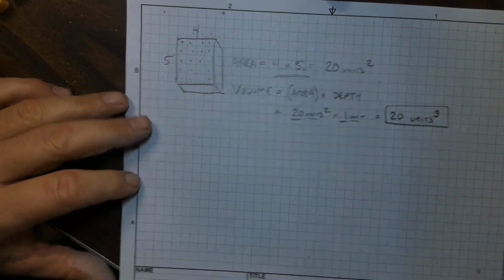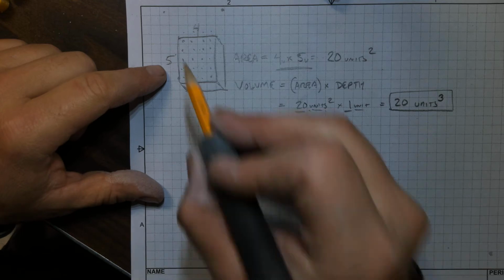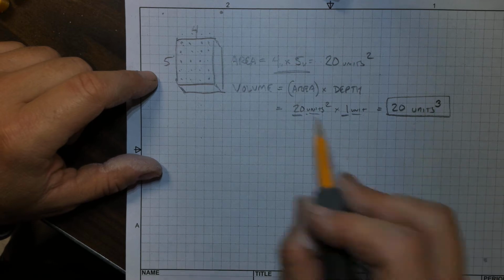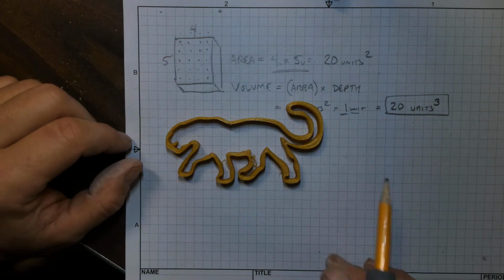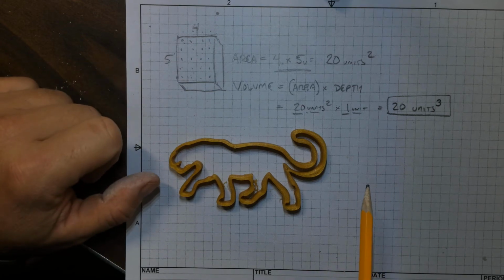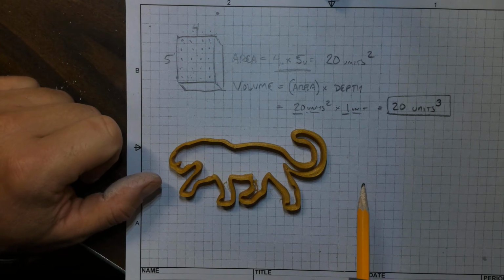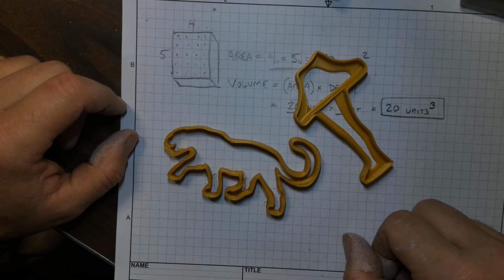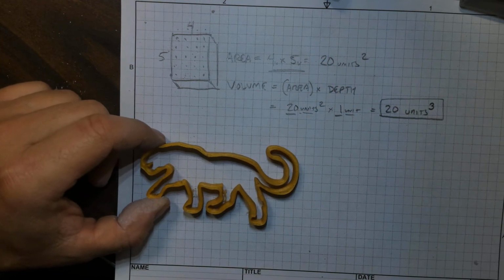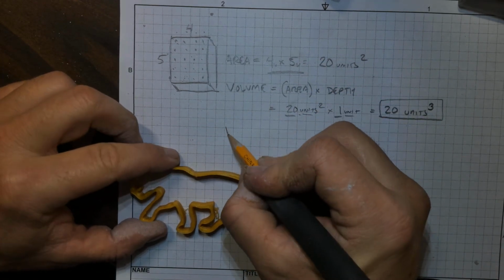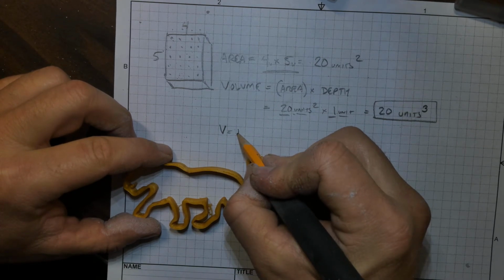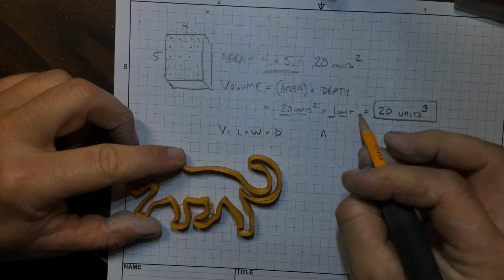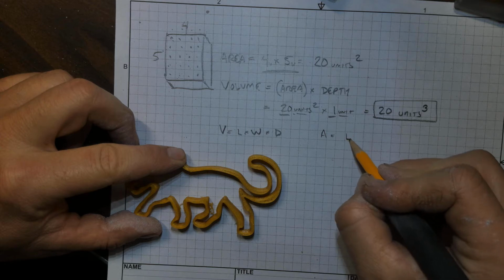So here we have the depth. So it's 20 across times 1 deep. 20 units cubed. Now, what if we have something, and that's really easy for regular shapes. But what do we do when we get irregular shapes, like this panther or this major award? Well, earlier we said that volume is length times width times depth, and that area is length times width.